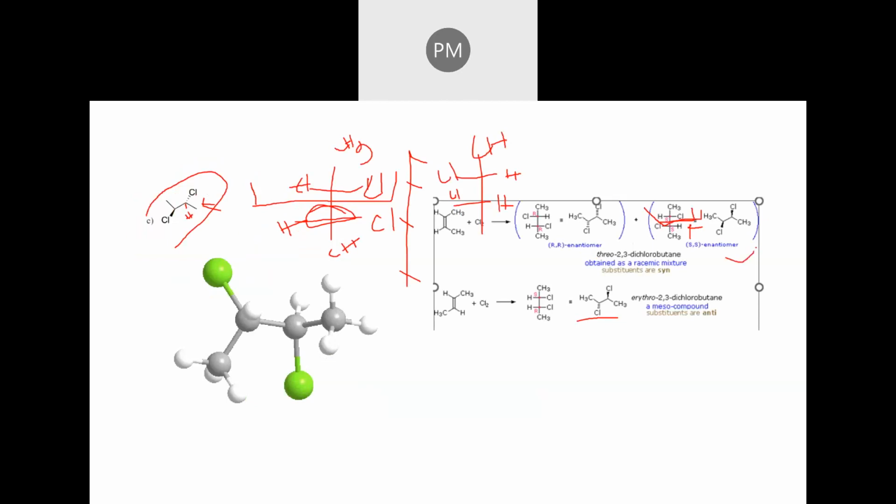For that case, there will be a sigma plane passing through the molecule. In that example, the sigma plane passes through it. If that is the case, this molecule is a meso compound. Meso compounds are not chiral, so this will be our achiral compound. So we have to draw it first.